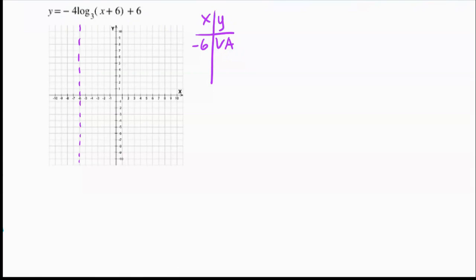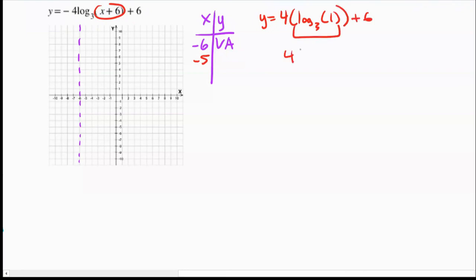Then the next thing I want to do is plug in the x value that makes the inside 1. So I'm going to plug in negative 5. When I do this math, y equals 4 times log base 3 of 1, plus 6. This whole log is 0. So I get my y value of 6.